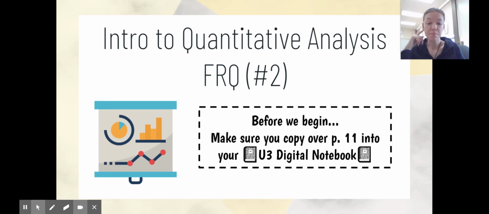Hi, everybody. Today, you are going to be practicing for the first time, really officially, the quantitative analysis FRQ. And this is the second FRQ that you will write on the AP test in May. So I'm going to break this down a little bit, and we're going to do one as practice because for your checkpoint assessment, you are going to be given a quantitative analysis.